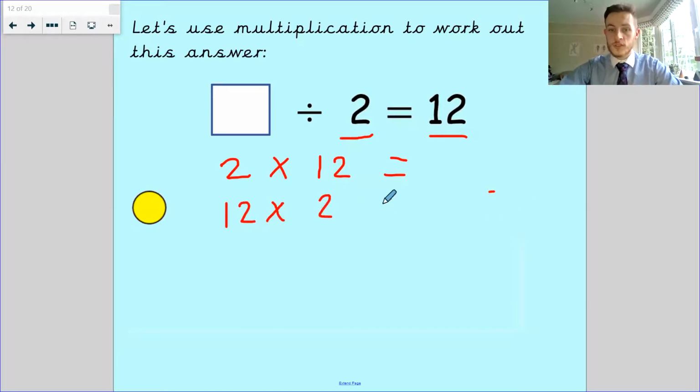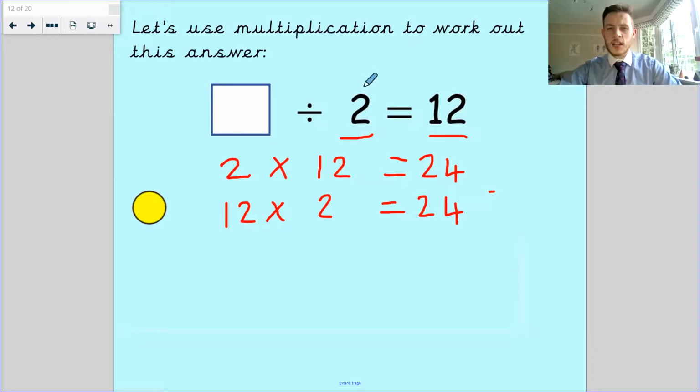So 12 lots of 2 is going to be what? Well, if I counted my 2s, I go 2, 4, 6, 8, 10, 12, 14, 16, 18, 20. That's 10 lots of 2. So I haven't got to 12 yet. 22, 24. So I think that the answer will be 24, which should mean that this answer is going to be 24, but I'm going to check.